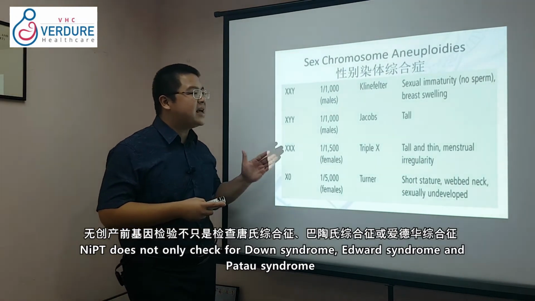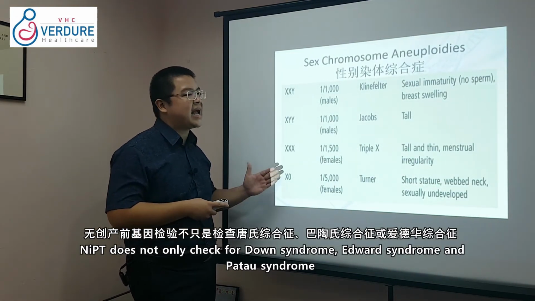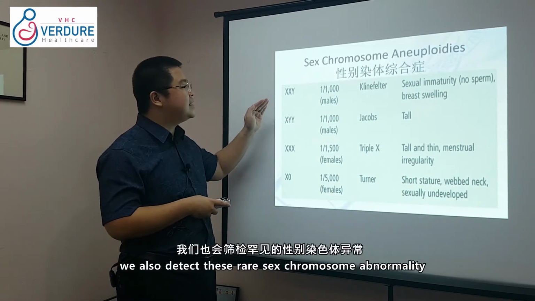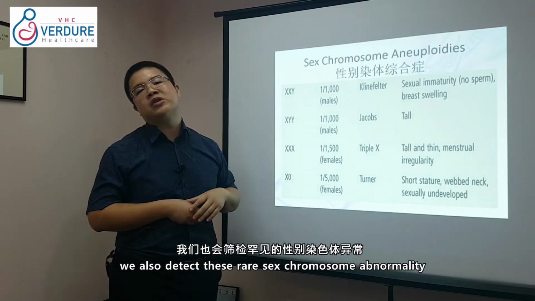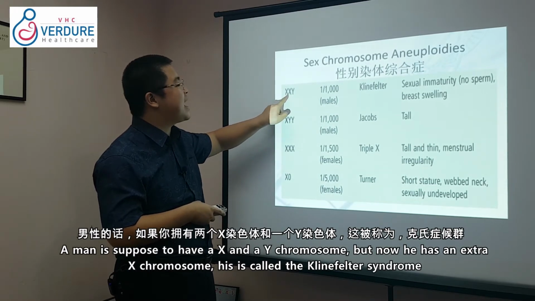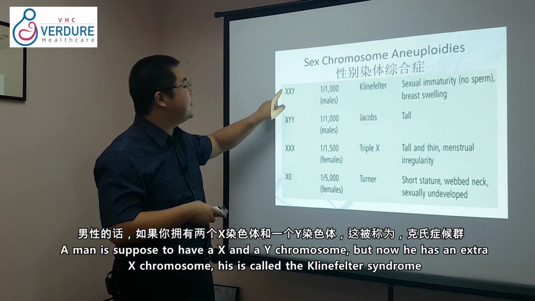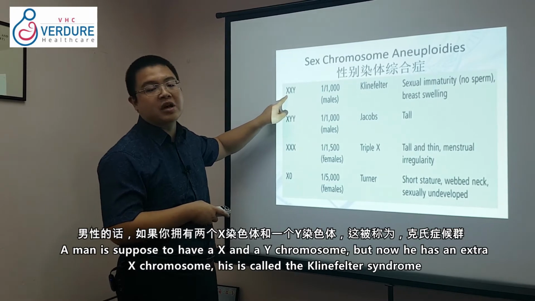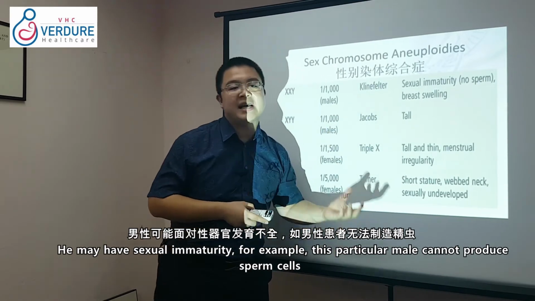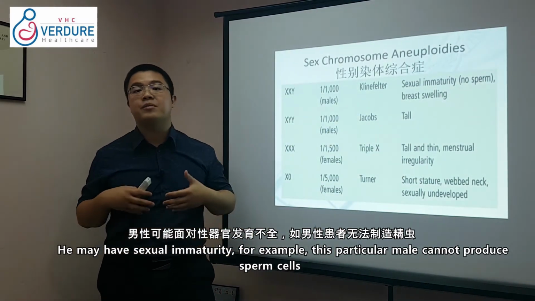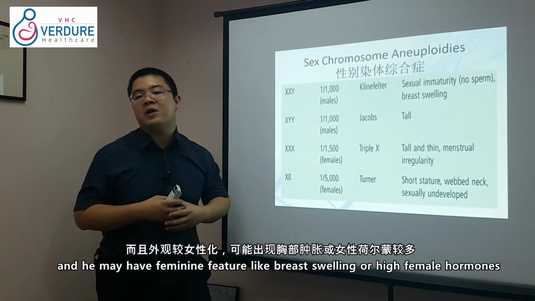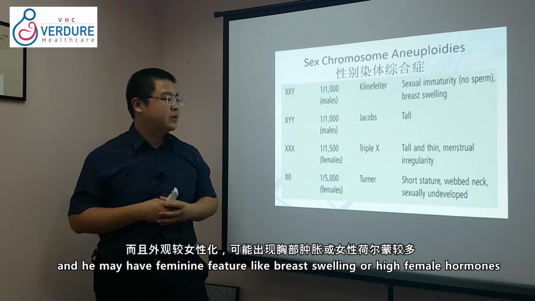All right, so with the NIPT, we don't just detect Down syndrome or Edwards syndrome or Patau. We also detect these rare sex chromosome abnormalities. For example, suppose a boy should have an X and a Y chromosome, but now he has an extra piece of an X chromosome. This is called Klinefelter syndrome, whereby he might have sexual immaturity, meaning he cannot produce sperm cells. He might get more female features such as breast swelling or more female hormones.